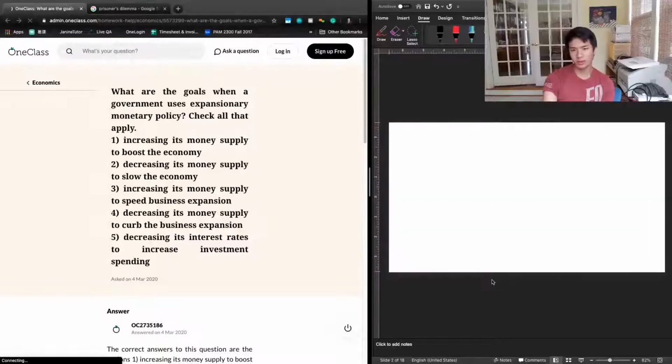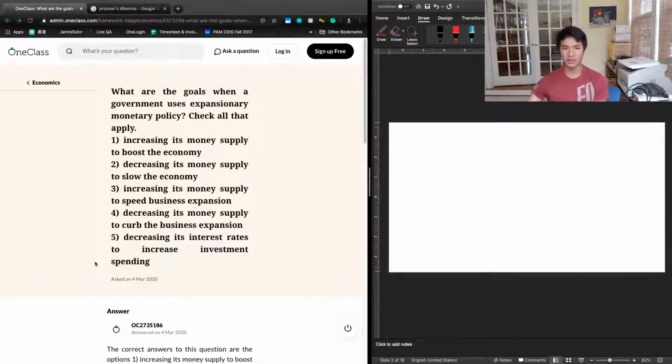The question says, what are the goals when a government uses expansionary monetary policy? Check all that apply. 1 says increasing its money supply to boost the economy. 2 says decreasing its money supply to slow the economy. 3 says increasing its money supply to speed business expansion. 4 says decreasing its money supply to curb business expansion. And 5 says decreasing its interest rates to increase investment spending.